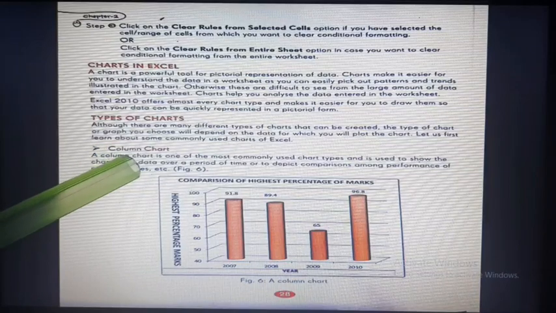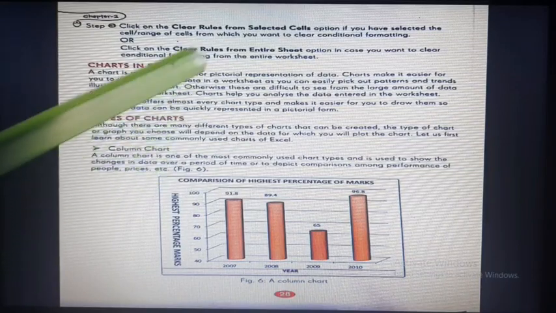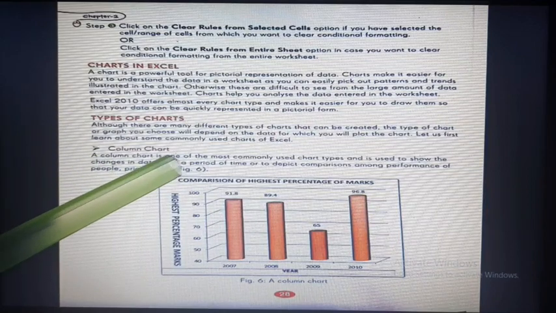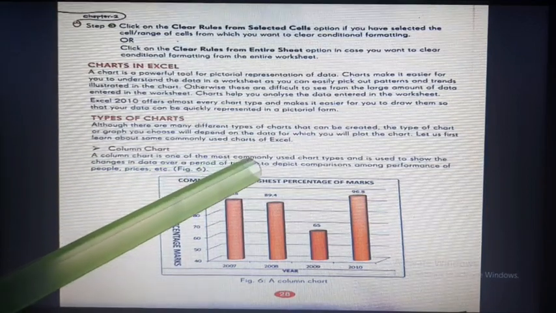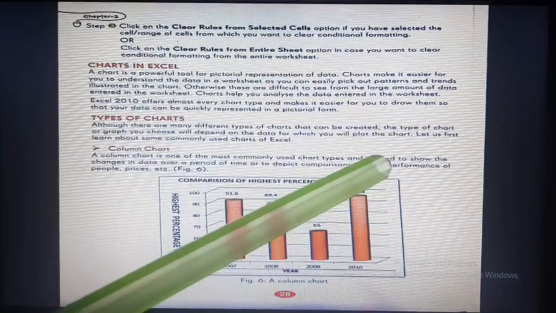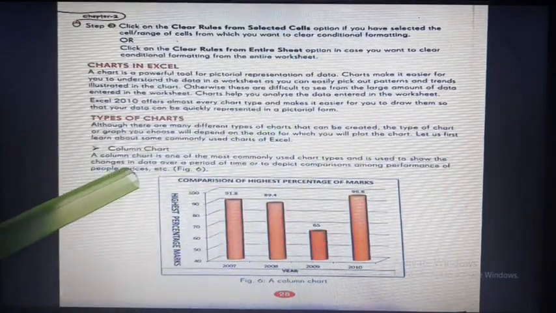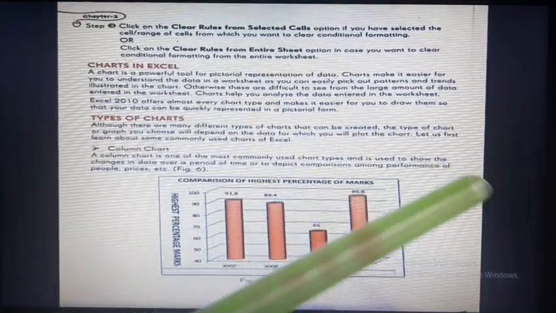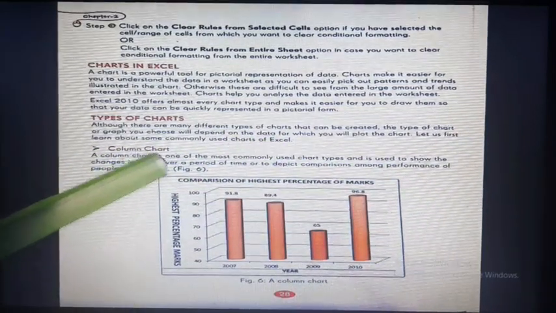Now the first chart here given is column chart. Now let's see what is a column chart. A column chart is one of the most commonly used chart types and is used to show the changes in data over a period of time or to depict comparison among performance of people, prices, etc.